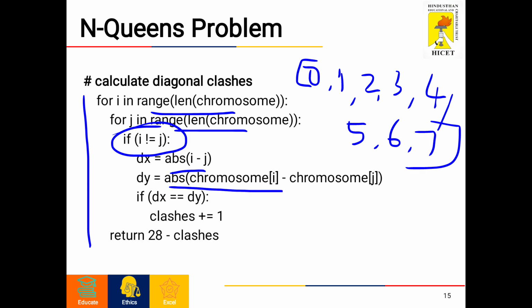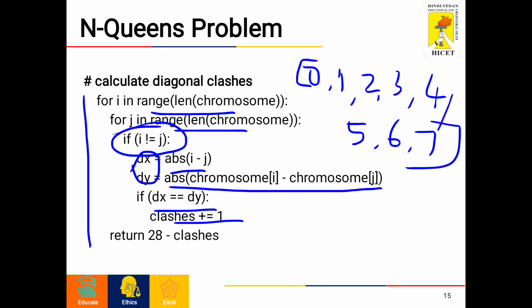The vertical difference is nothing but the values, which are the queens' positions. The indexes will be i and j, and the value at each index gives the position, that is, where the queen is positioned. When these two differences are the same, we can say both queens are on the same diagonal. In that case, we have to increment the clashes value.